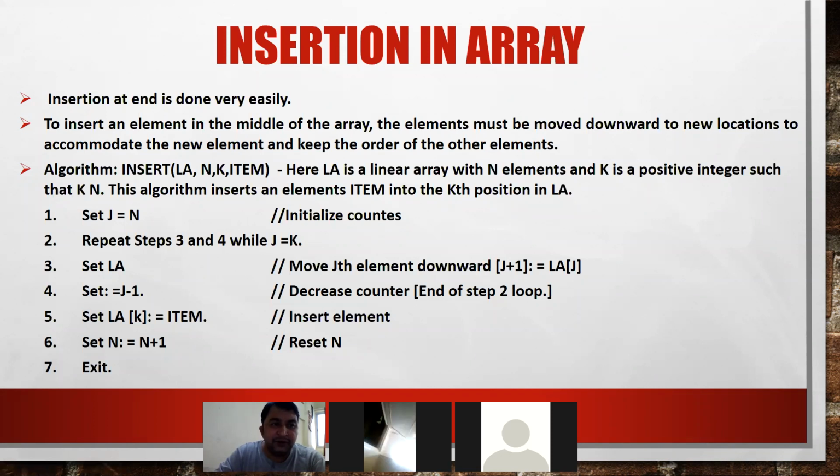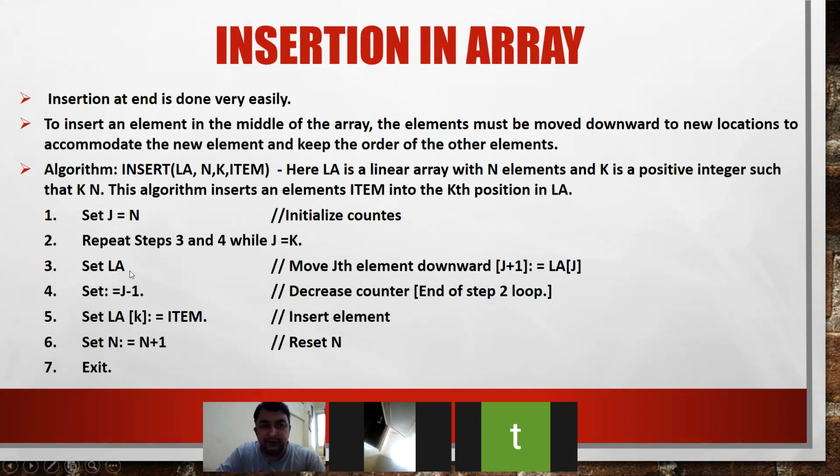Till that time, what you need to do is set the linear array value, moving downward: LA of J plus 1 equals LA of J. This means the last element you are moving to the next memory location. So the nth element will be moved into the n plus 1th memory location, and then the n minus 1th will be moved to the nth location. So this will be continued. That is why we have done repeat steps 3 and 4.